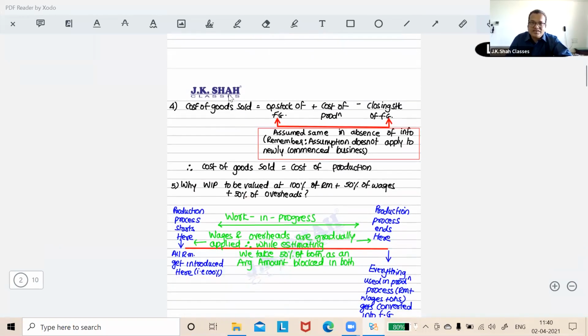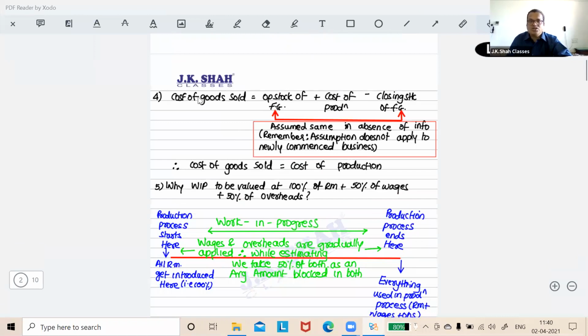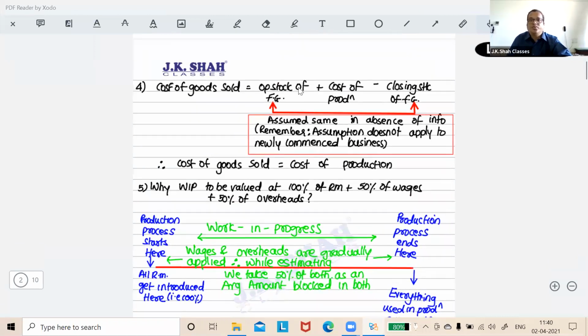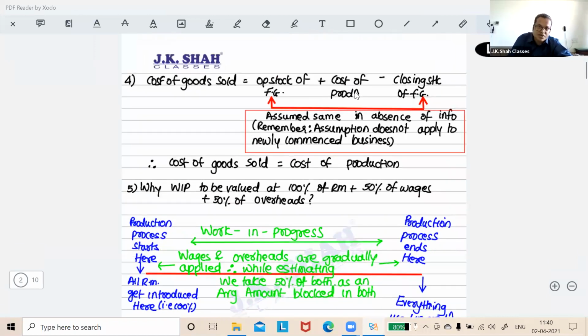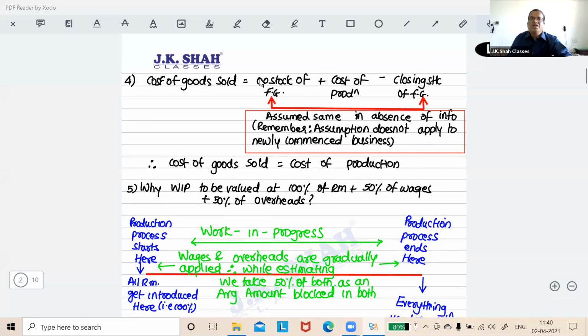Same way, guys, we have one more equation. Cost of goods sold is equal to opening stock of finished goods plus cost of production minus closing stock of finished goods. Again, I assume the same thing, nothing given. So assume the same in absence of information, right? So what will happen? COGS will be equal to COP. That's what you see over here. Cost of goods sold is equal to cost of production. But then we all know that this assumption will not apply if the business is newly commenced, right?